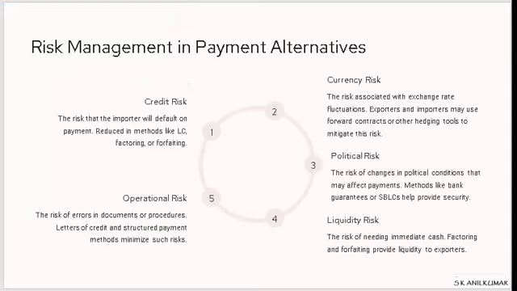Now let us identify some of the risks. Now talking about risk, most important risk is the credit risk. The risk that the importer or the buyer will default on paying on due date. This can be reduced by using letter of credit or factoring or forfeiting because the risk passes on to the bank. Currency risk. It is an exchange rate fluctuation risk.